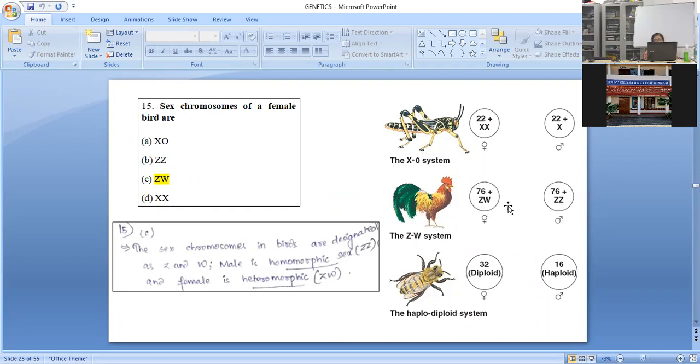And we have XY, they have ZW. So the sex chromosome of a female bird would be Z and W. If we remember, they are heterogametic or heteromorphic, then ZW is the answer, easy answer. The other systems are, for the insect, it is XO, and for the bees, it is haplodiploidy system.